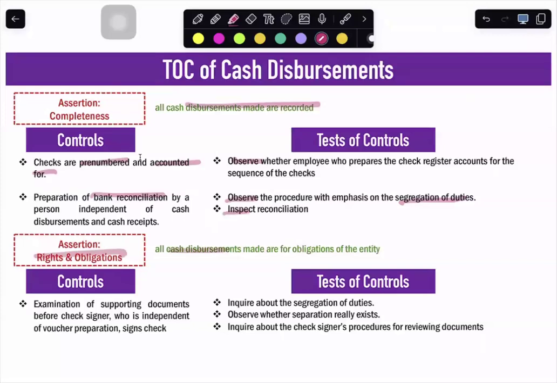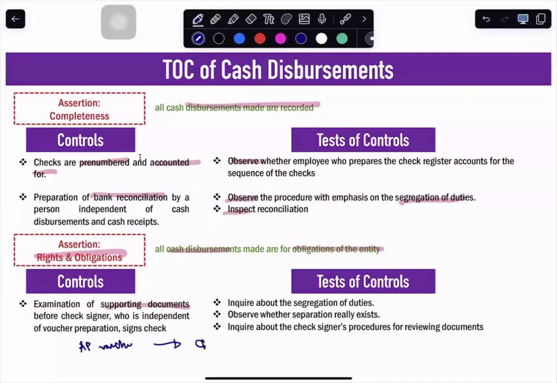Next assertion, rights and obligations. All cash disbursements are made for obligations of the entity. And what are the controls in place? You examine the supporting documents before the check signer, who is independent of voucher preparation, signs the check. So again, you compare the different source documents based on the AP voucher. So we have your AP voucher, right?